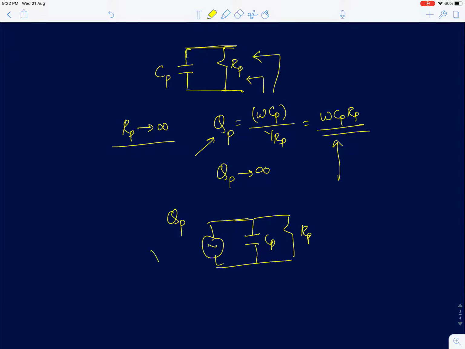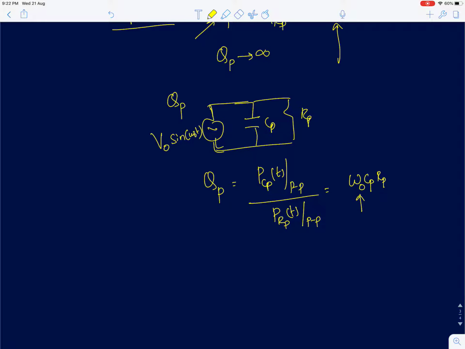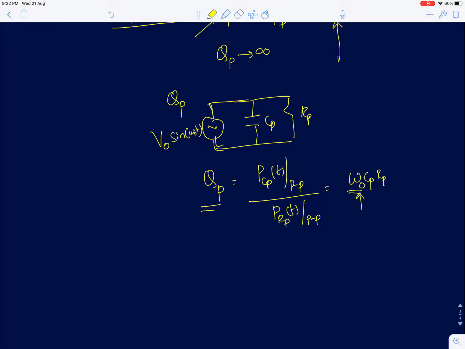So if I apply a voltage source of value V0 sine omega naught t, you can very easily show that the Qp, which we obtain by taking the power dissipated across the capacitor, the peak to peak value divided by the power dissipated across the resistor, which represents the loss, will be omega Cp Rp. Here it is omega naught because I've assumed the frequency to be omega naught. The parallel Q actually is proportional to the frequency. So that's something to keep in mind.